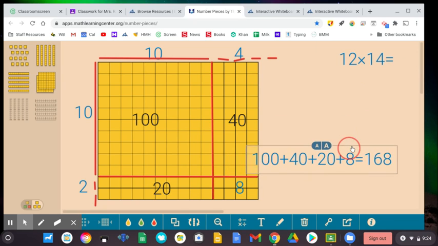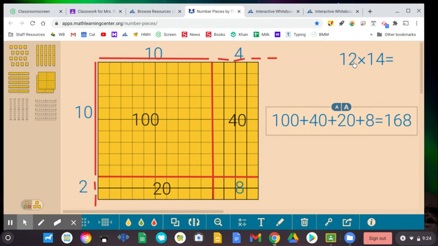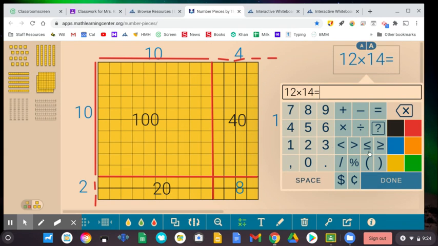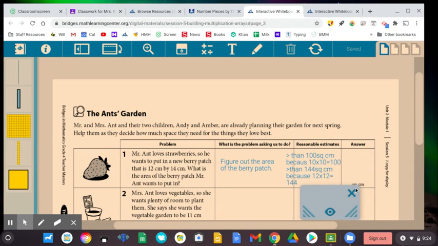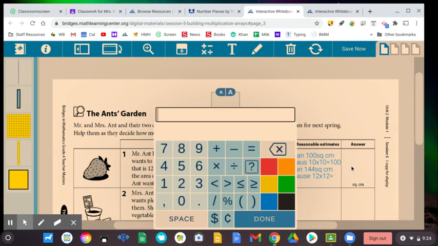So we added that all up. So what is 12 times 14? It is 168. Okay, so moving back to our board, what is our answer? It is 168.